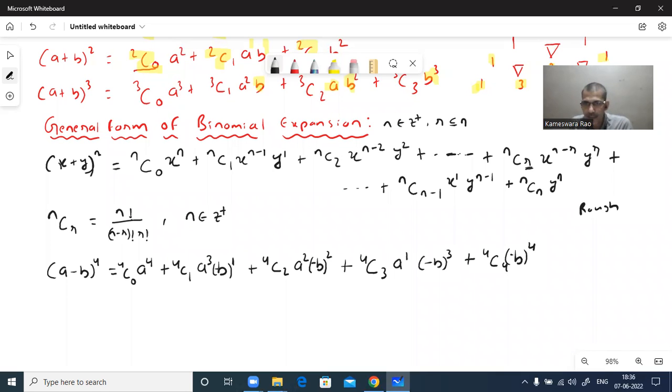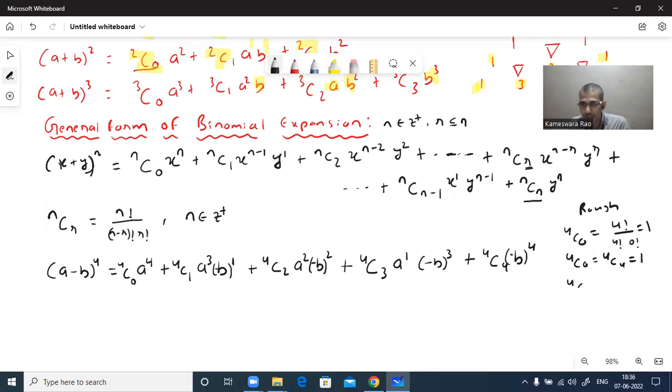See, 4C0, using the formula 4 factorial by (n minus r) factorial. 4 minus 0 is 4 factorial only. r factorial is 0 factorial, and 0 factorial is 1. 4 factorial and 4 factorial will both get cancelled, so finally you will get 1 only. NC0 is always 1. Similarly, NCN also will be 1 only. So 4C0 and 4C4 are equal to 1.